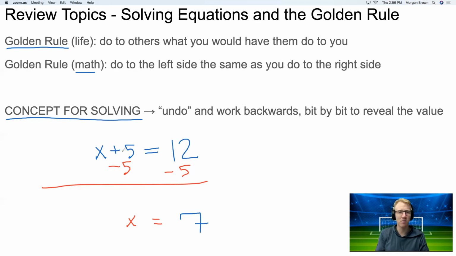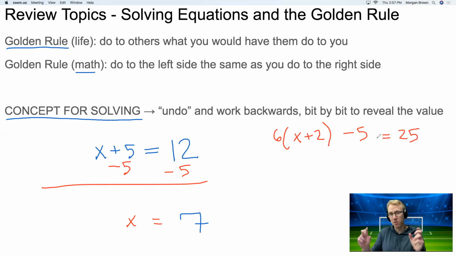So I really endeavor to encourage you, whether you're struggling with math or whether you're amazing at math, to build this systematic approach to problem solving. Still do them in your head, still have fun with numbers and enjoy it if that's your style, but also make sure you're comfortable being methodical and precise in this way. So for example, if I have 6 parentheses x plus 2 close parentheses minus 5 equals 25, this theoretically is just as easy as x plus 5 equals 12.